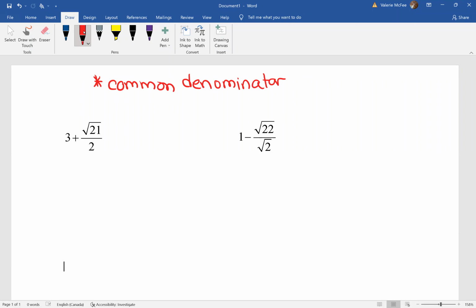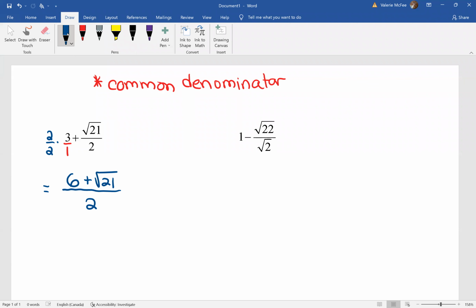In the first one, all we need to know is that this needs to be written over a common denominator, and right now the 3 is written over 1. So you remember from our work with fractions that you would multiply by the missing factor, and it's only the first term that we need to multiply by. The second term already is over 2. So now that I can write everything over 2, I have 2 times 3 or 6, plus the root of 21 all over 2.